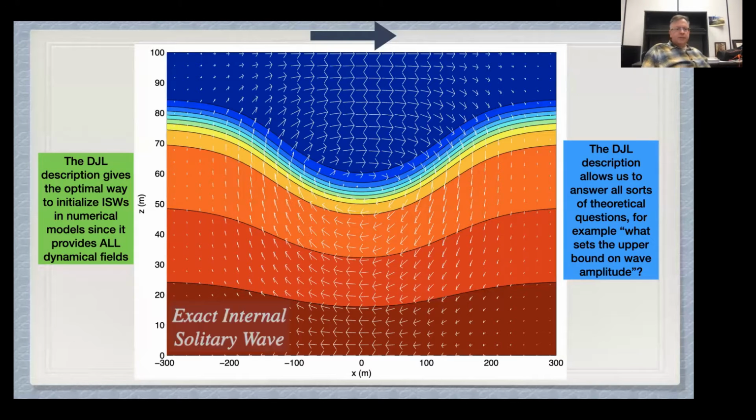Okay, this is just a summary slide about why I prefer the DJL description. Basically, the DJL gives you a way to initialize solitary waves in numerical models, because you can use the solver to get eta, and from eta you get the stream function. From the stream function you get your velocities, and then you can even get pressure if your model needs it. Most models don't need it. Also, the DJL description allows us to answer all sorts of interesting theoretical questions.